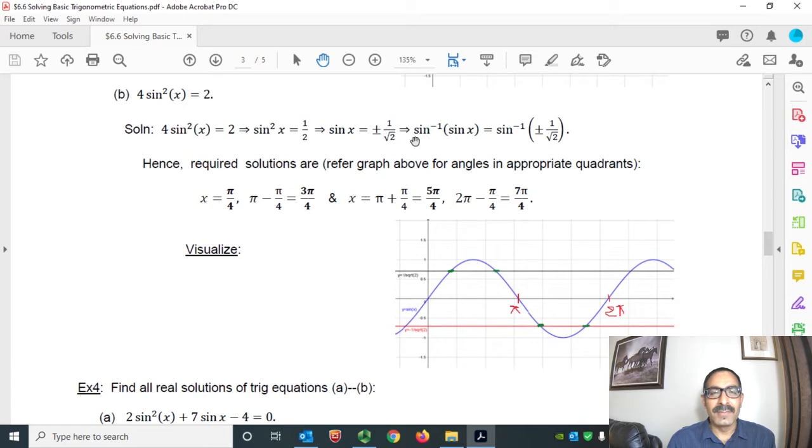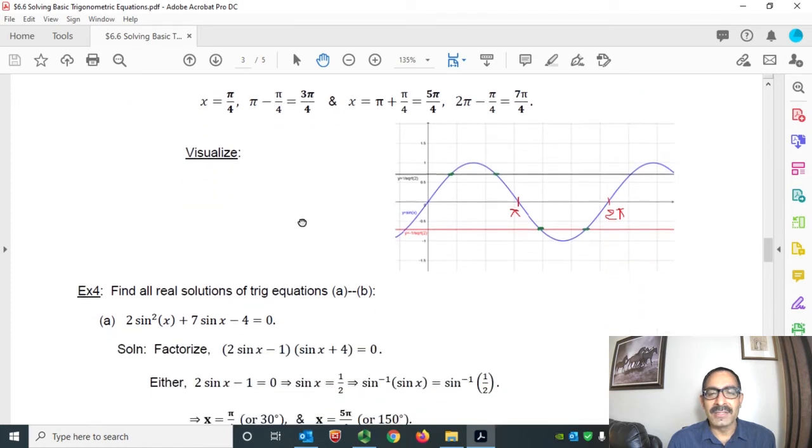In the next step, multiply by sine inverse. We have sine inverse of sine x equals sine inverse of plus or minus 1 over radical 2. So hence, the required solutions are in the first quadrant x equals pi fourth, in the second quadrant 3 pi over 4, in the third quadrant 5 pi over 4, that means pi plus pi fourth, and in the fourth quadrant it's 2 pi minus pi fourth, that's 7 pi over 4. So let me visualize these solutions here, so that's better.